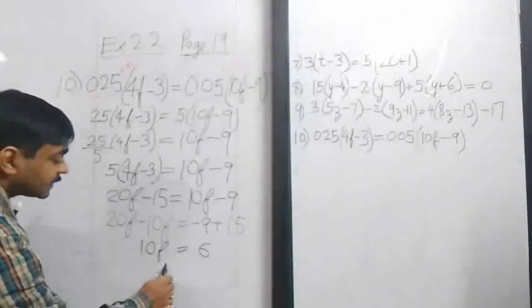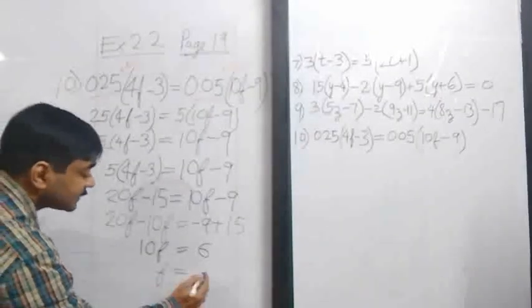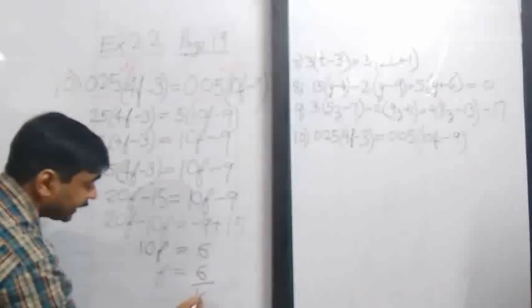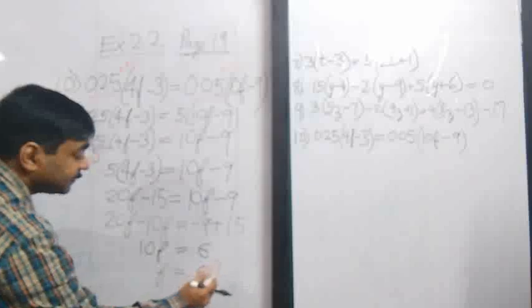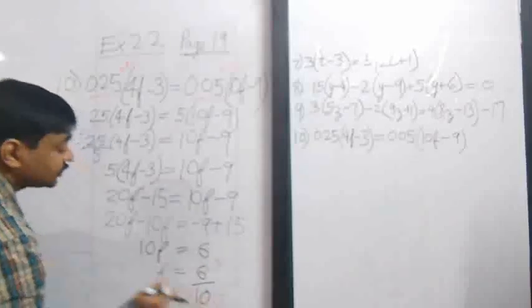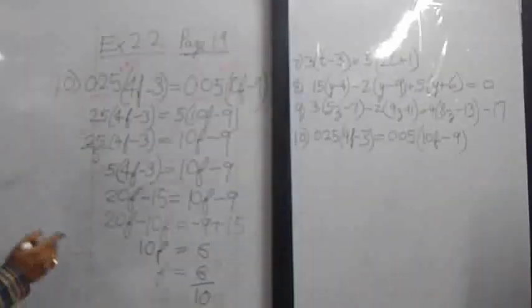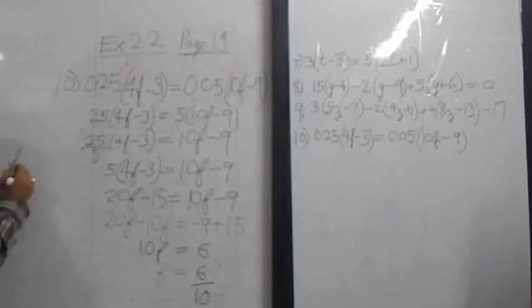I have the final answer of it as 6 over 10, and if you reduce the number 3 times 2 and 5 times 2, I have the answer of f as the value of f comes to be as 3 over 5, which is a rational number and it's a fraction.